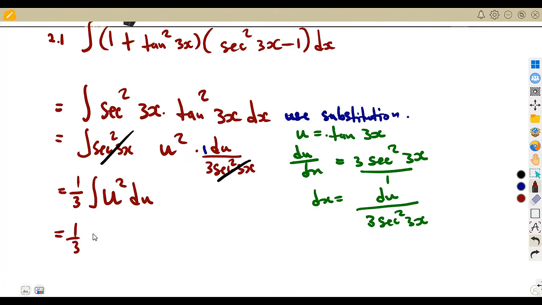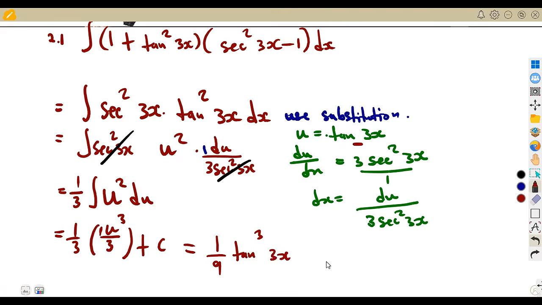So let us integrate. If we integrate u squared, we are going to add 1. That will be u to the exponent of 3. We divide by the new exponent. Remember the concept of our integral. So 1 over 3 times 1 over 3 will be 1 over 9. Then u is represented by what? By tan. So it is going to be tan to the exponent of 3x, plus the constant of integration. So that is what you're going to have in your last stage of your calculation.